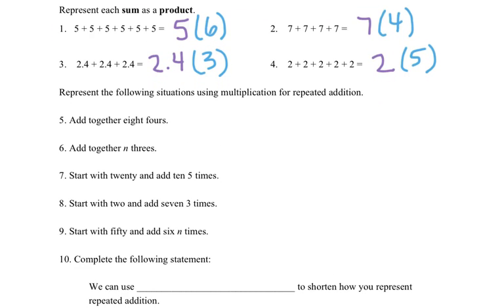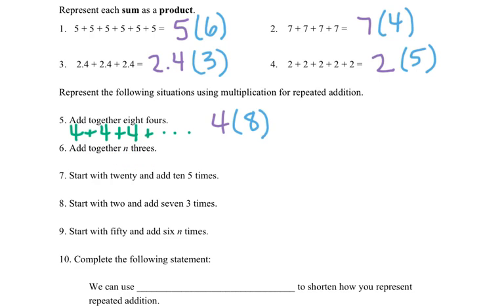It says represent the following situations using multiplication for repeated addition. So if we were to add together 8 fours, and if you're not sure how to start this, you could always try to actually just write it out. So 8 fours would look like 4 plus 4 plus 4, all the way until we got to 8 of them. So the number that we're repeatedly adding is the 4, and the number of times we're adding it is 8 times.